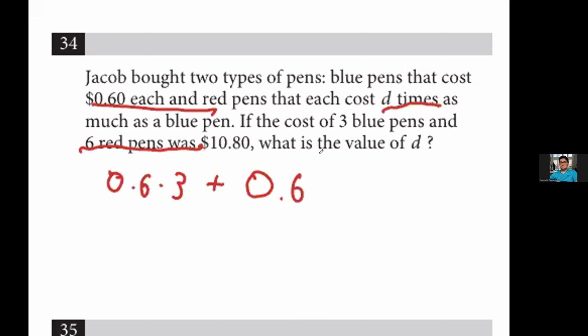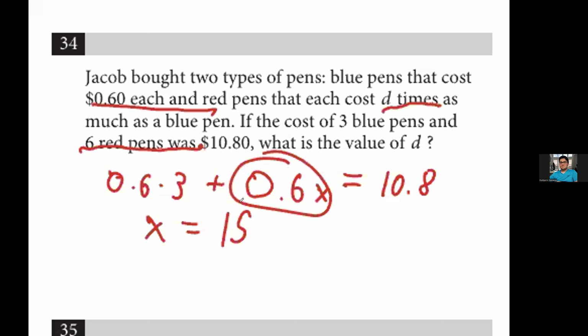So we just do 0.6 times 30 times 0.6 times x has to equal 10.8. Once you solve this out, you'd get 0.6x is equal to 15, which means that if you buy 18 blue pens, you'd get $10.80. So that would mean that the 0.6x is 15.